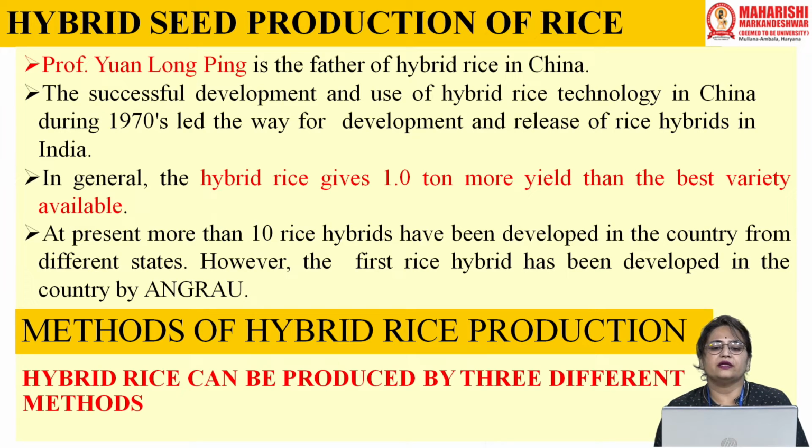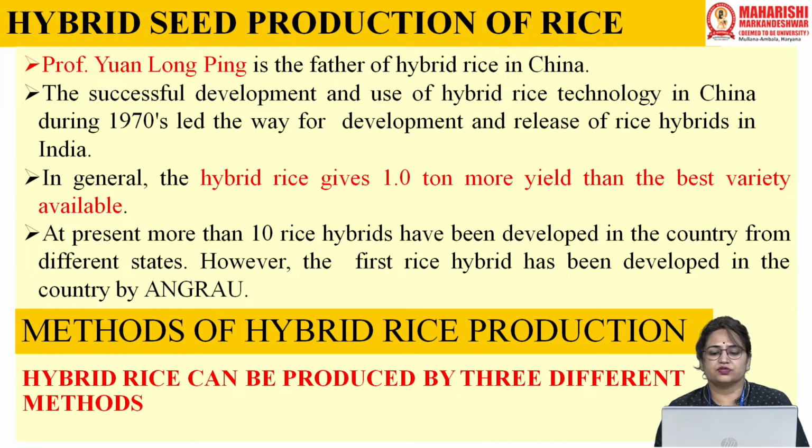The successful development and use of hybrid rice technology in China during the 1970s led the way for the development and release of rice hybrids in India. In general, hybrid rice gives 1 ton more yield than the best variety available. This is the thumb rule: hybrid varieties always give you the maximum yield, 2 to 3 times more as compared to varieties. At present more than 10 rice hybrids have been developed in the country from different states, and the first rice hybrid was developed in the country by Angru University. Then methods of hybrid rice production.